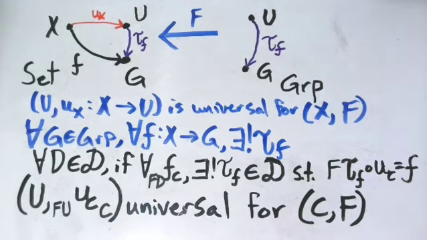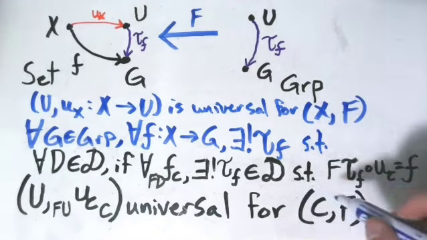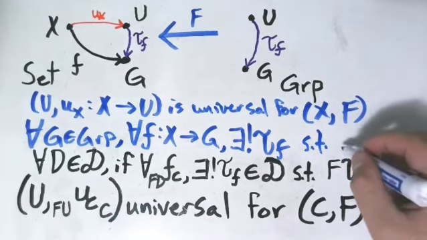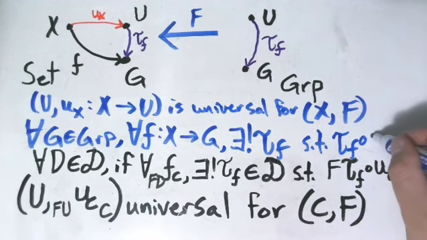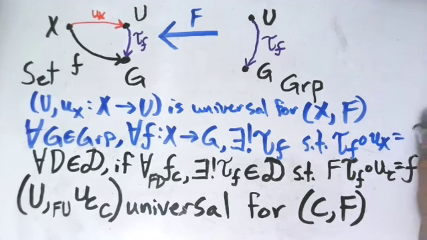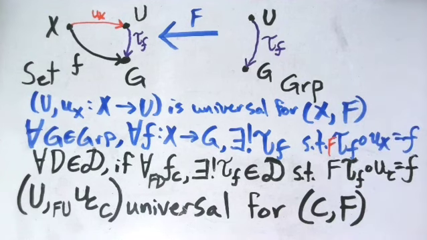So what does it have to be? Well, it's a morphism in the category of groups, so it has to be a group homomorphism such that this diagram commutes. That is, tau F after U_X is equal to F. And of course, in reality, we should have our F of tau of F here. But again, this is just the forgetful functor, so it's just going to send tau of F to itself as a set function. So we can just get rid of it and just consider these as set functions.